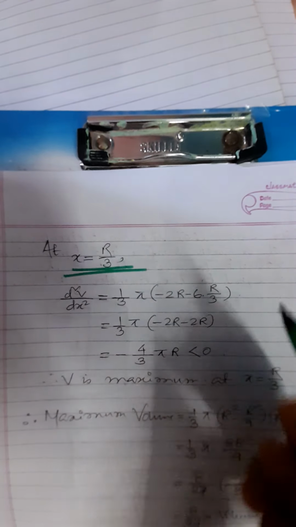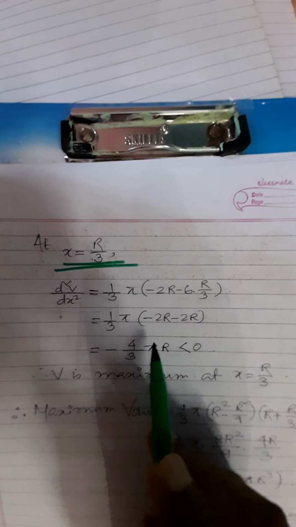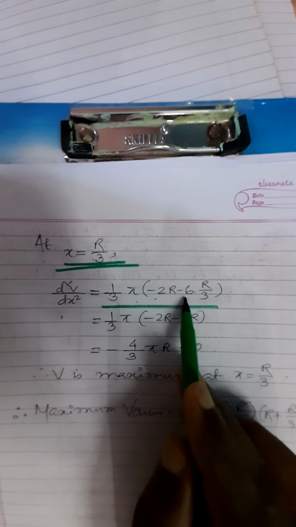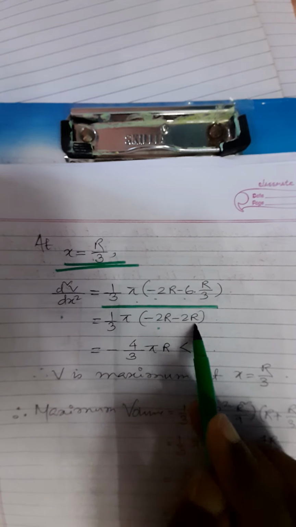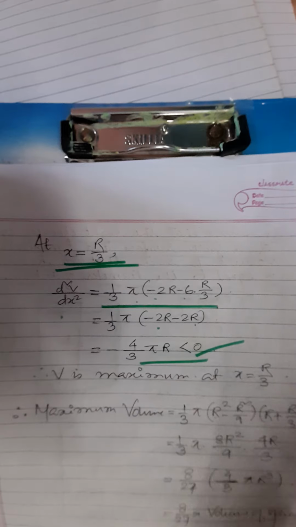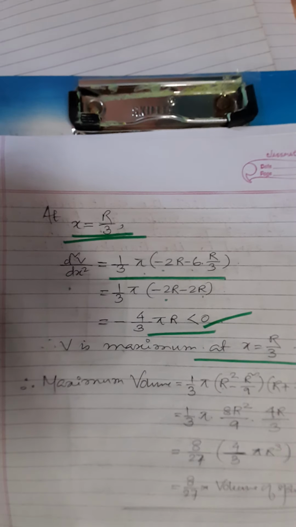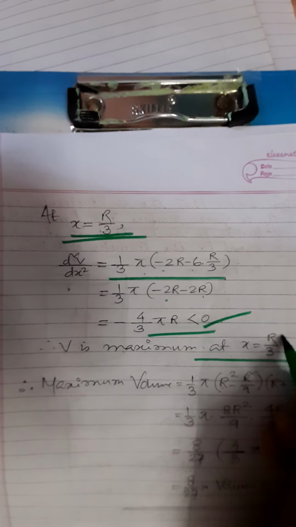At x is equal to r by 3, d square V by dx square is equal to, put the value, 1 by 3 pi, minus twice r minus 6 into r by 3, so minus twice r minus 4r, which is minus 4 by 3 pi r. This is, for any value of r, always less than 0. So V is maximum at x is equal to r by 3. So volume is maximum when x is equal to r by 3.